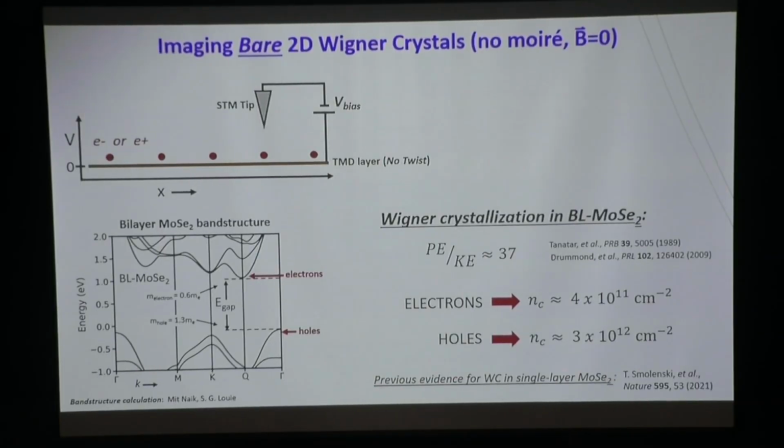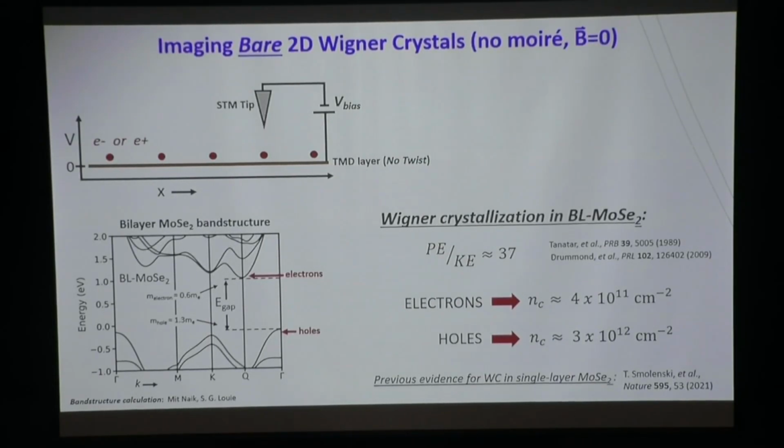Furthermore, I just want to add that other groups have seen evidence for Wigner crystallization in single-layer TMD materials using optical techniques. They shine light on it. They cannot visualize the Wigner crystal, but they do have very compelling indirect evidence for Wigner crystallization, which is good because that gives us more hope that we will actually be able to see it.